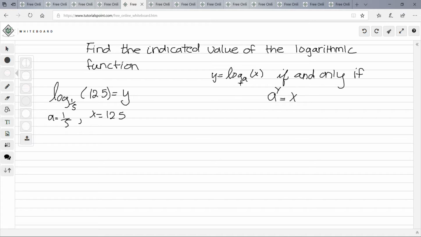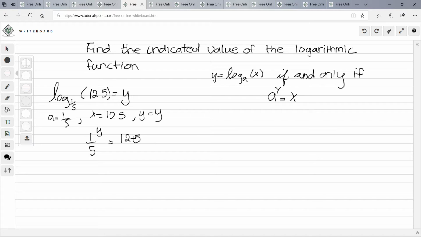So our a is the base, which is 1/5. Our x is whatever is inside the parentheses, so it's 125. And our y is just y, right? Y is y. So let's put it in this form, a to the y equals x. So a is 1/5, x is 125, and our y is just y. So y equals y, and then a to the y equals x. We said our x is 125. Okay, so we have this.